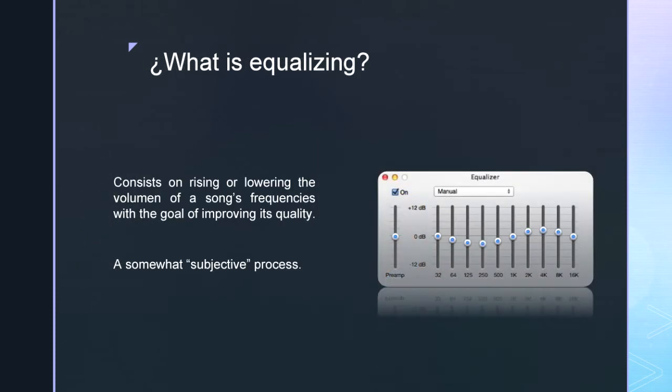Equalizing consists of raising or lowering the volume of a song's frequencies with the goal of improving its quality. This is a somewhat subjective process because what may sound better for one person may not for another. The equalization profiles are obtained from popular music apps such as iTunes, which use what is commonly used as the best profiles for each genre.